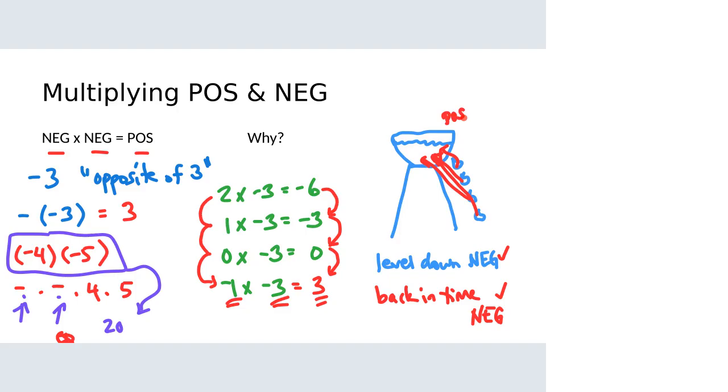You might like that one. You might like the pattern. You might like the symbolic manipulation over on the left. Any of those can be a way to describe why a negative times a negative gives you a positive answer.